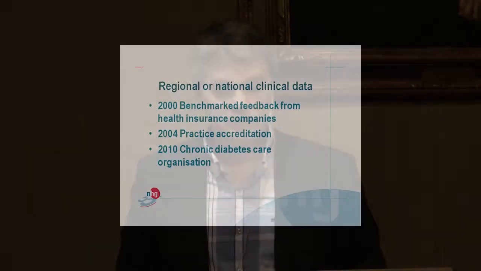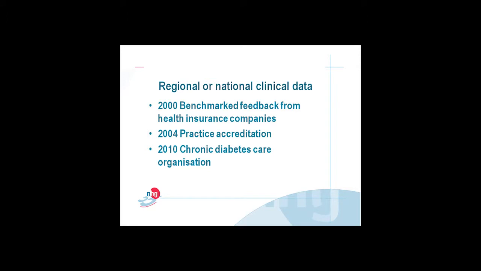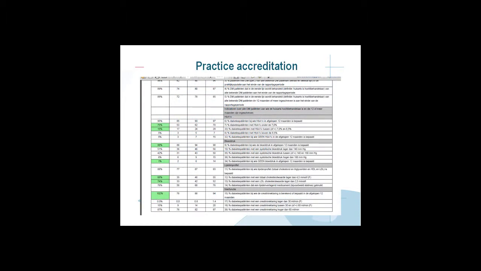So regional or national clinical data: from even 2000 or before, we already got benchmark feedback from health insurance companies on our prescriptions, for example. They told us, for example, about statins, how many statins we were prescribing in comparison with other doctors. From 2004, we have the practice accreditation system. And in 2010, the Chronic Diabetes Care Organization. It started already a few years ago, but for my practice it started last year.